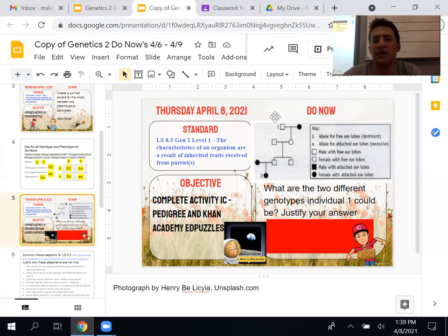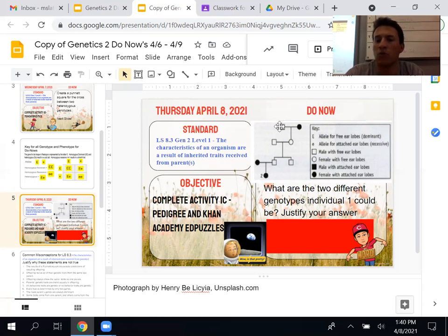Before we make any statement, we need to read the key to understand what's going on. It tells us that capital E allele is for free earlobes, meaning our earlobes, there's two different types. There's ones that have free flowing earlobes, and other people have actually attached earlobes. Well, the dominant trait's free earlobes, the recessive is attached.